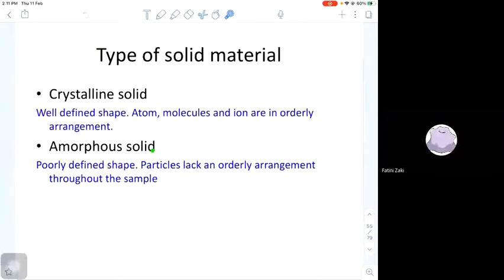This amorphous solid is the opposite of the crystalline solid, in which it has a poorly defined shape. The particles in this amorphous solid, we know, can be atoms, molecules, or ions. The particles lack an orderly arrangement. They are not in an orderly arrangement. Due to this difference between crystalline and amorphous solids, we will focus our discussion after this on the crystalline solid. But you need to be able to describe the difference between crystalline and amorphous solids in terms of their shape and also how the particles are arranged.